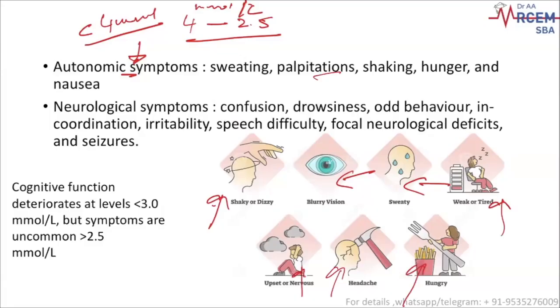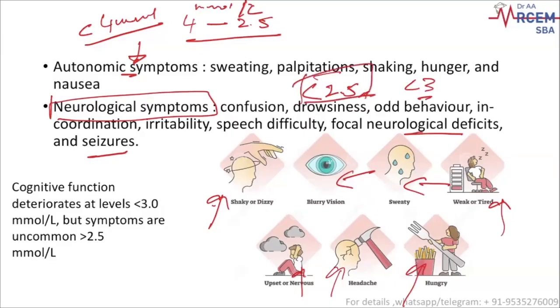When do the actual neurological symptoms develop? What are the neurological symptoms? There is a change in the GCS. There are focal neurological deficits, seizures. These neurological symptoms only develop if the glucose values are less than 2.5. Sometimes less than 3 also can develop in an elderly person. In a young person, less than 2.5. Okay, at less than 4 itself, they will not throw up a seizure. Significantly low glucose should be there to throw up a seizure.